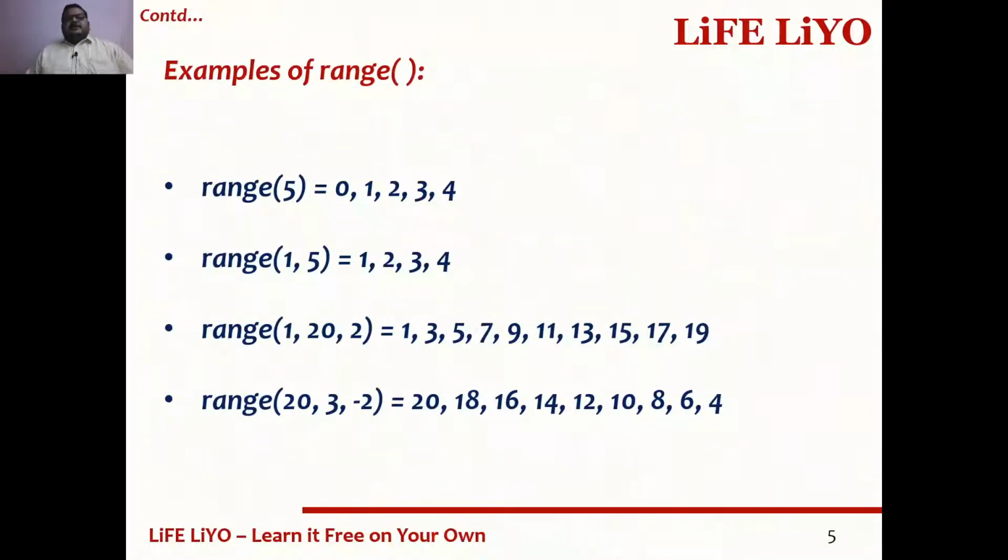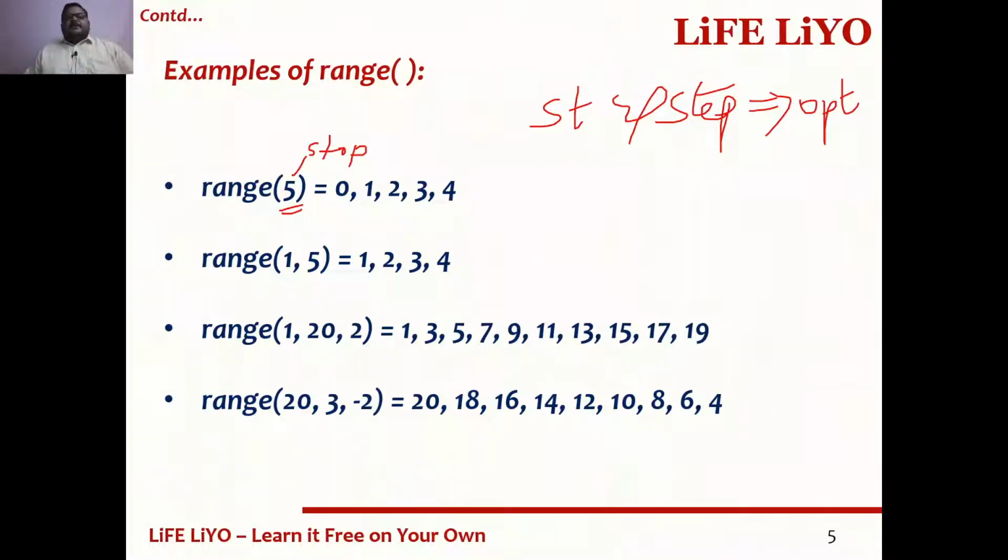Examples of range. If I take range of 5, so if you take only one parameter, this parameter is the stop parameter, because start and the step size are both optional.